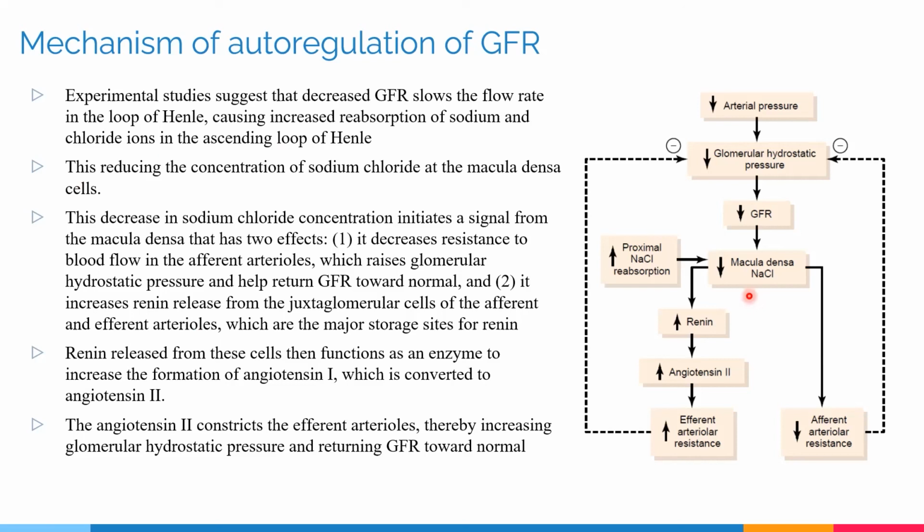This lower concentration of NaCl is detected by macula densa cells, which causes two different functions. First, it directly causes a decrease in afferent arteriolar resistance, which increases glomerular hydrostatic pressure. And secondly, it increases the production of renin, which in turn increases the production of angiotensin 1, which is converted to angiotensin 2. Thus, an increased amount of angiotensin 2 is there, which then increases efferent arteriolar resistance. Efferent arteriolar resistance, as we have seen, has a positive effect on glomerular hydrostatic pressure, and thus it increases glomerular hydrostatic pressure, which in turn increases GFR, and thus the GFR is autoregulated via the macula densa cells. This was the mechanism of how autoregulation occurs.